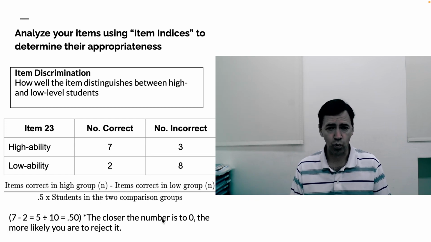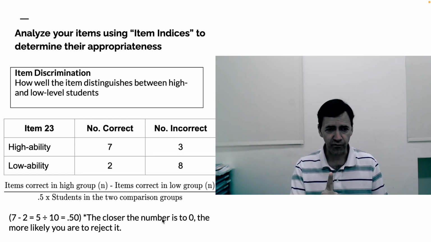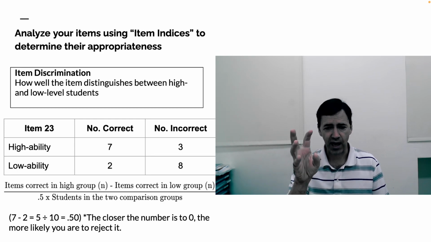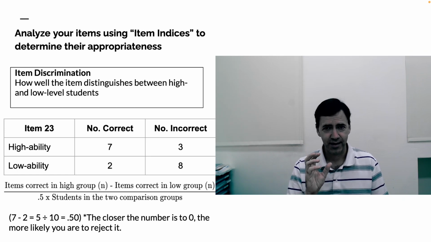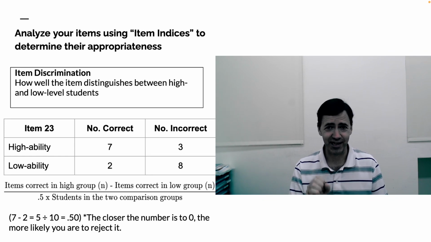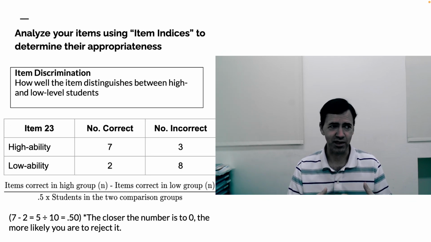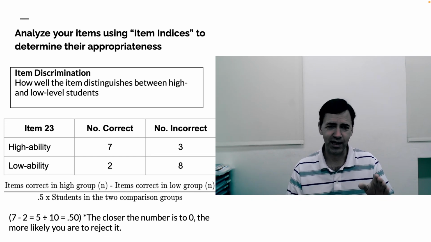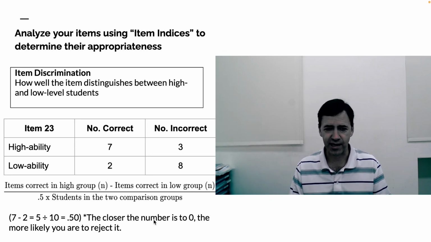If this number is 1, then that's perfect discrimination between high and low level. However, I'm not sure you want to get it that high because that means your low level students are getting 0, okay? And the high level students are getting 100. You don't want that unless it's really to prove a point or something. But the closer it gets to 0, the more likely you are to reject it because that question is not telling you any difference between the levels, which means it's not working. Okay, so that's item discrimination.